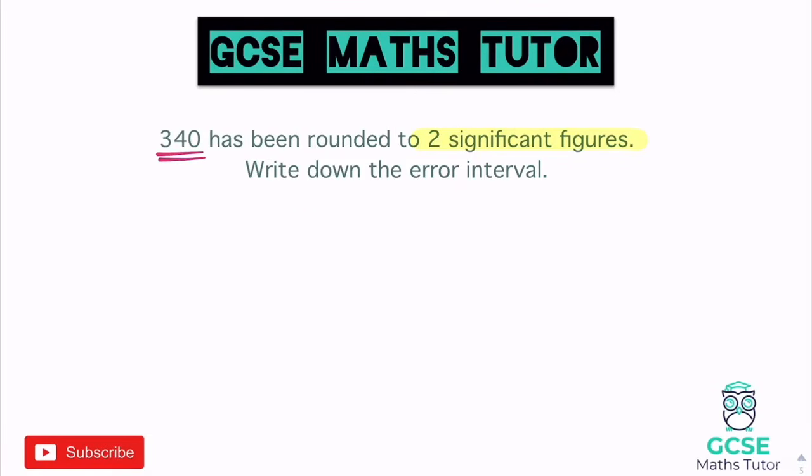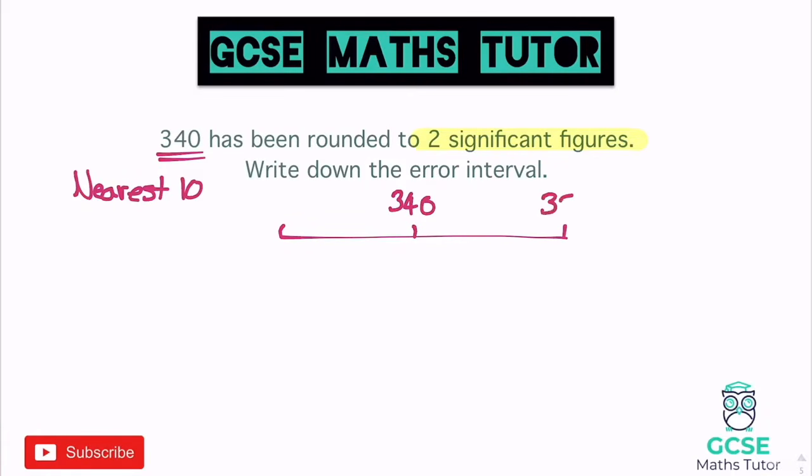Okay, so it's been rounded to the nearest 10, and just thinking about it like that can actually help in this case. So I'm just going to write here nearest 10. That's the other way that we could have described 2 significant figures. Now again, there is a little trick here. We'll think about the logic behind it, but in terms of the nearest 10, if we think about a little number line again, I'm not going to do this for any others, but if we think about a little number line, 340, 350 would be the next nearest 10, and 330 would be the next nearest 10 below.